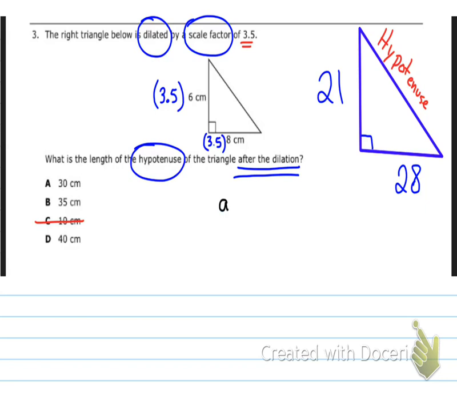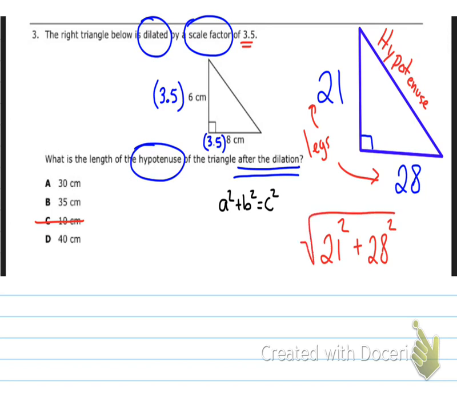Now, one of the ways that I do this is I teach legs and hypotenuse. And the simple idea is that if I give you the legs, you're supposed to add. And if I give you the hypotenuse, you're supposed to subtract. I'm going to do it the shortcut way. I gave you legs, A and B, 21 and 28. So that means you got to add them, 21 squared plus 28 squared. And then don't forget the final step, which is always to square root.